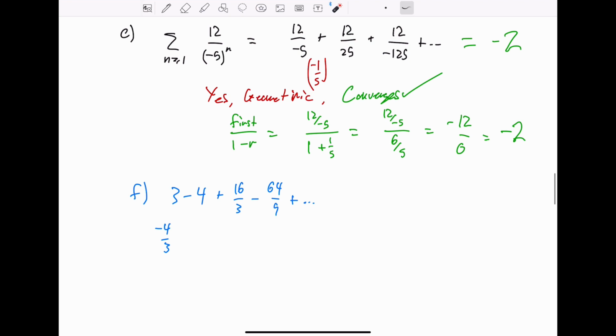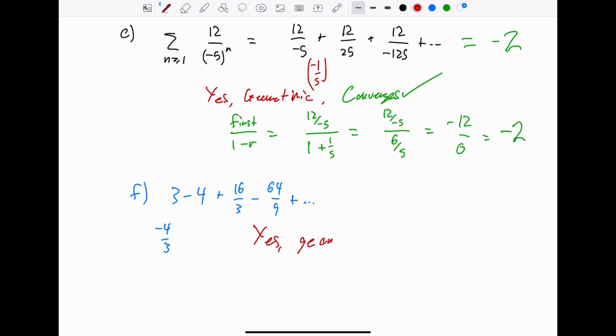Do I have the same ratio from negative 4 to 16/3? Well, negative 4 times negative 4/3, negative times negative would cancel. 4 times 4 is 16 divided by 3. Yes, I have the same ratio between these two terms. How about the next two? Do I have a common ratio of negative 4/3? 16 times negative 4, that is negative 64. And then 3 times 3, that's 9. So yes, I do have a common ratio here. The common ratio is negative 4/3. So this is a geometric series.